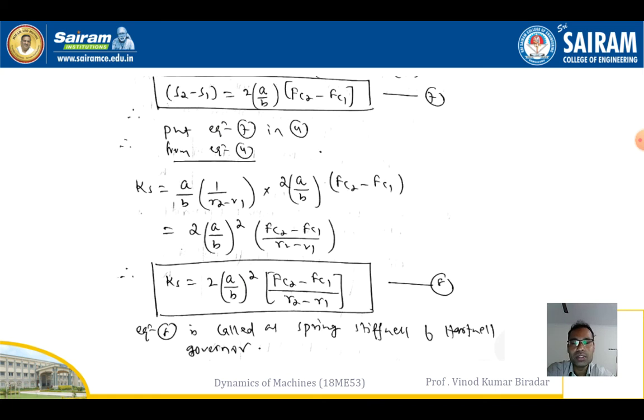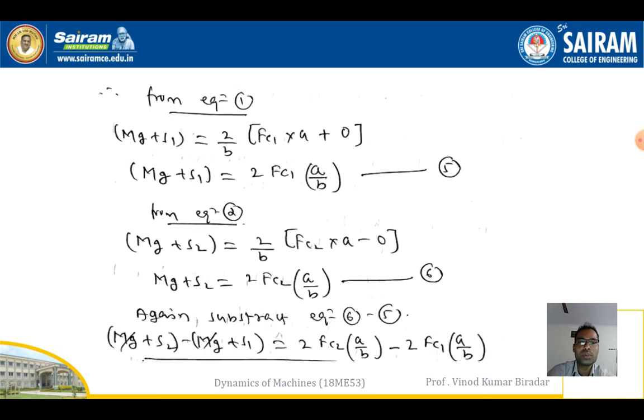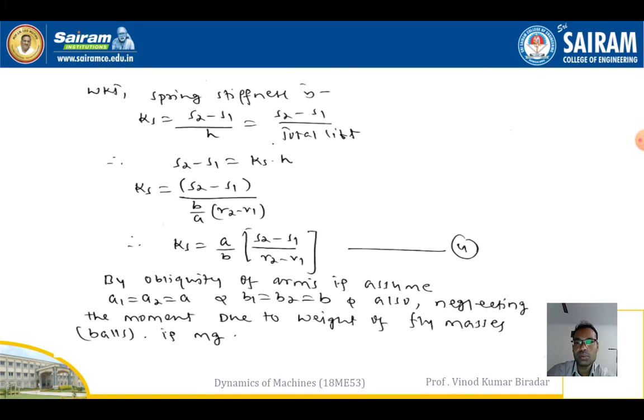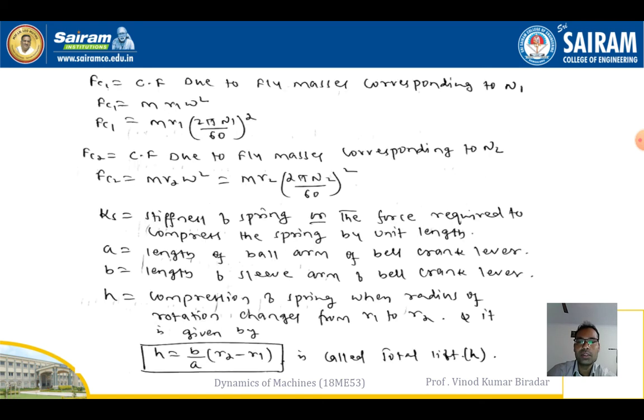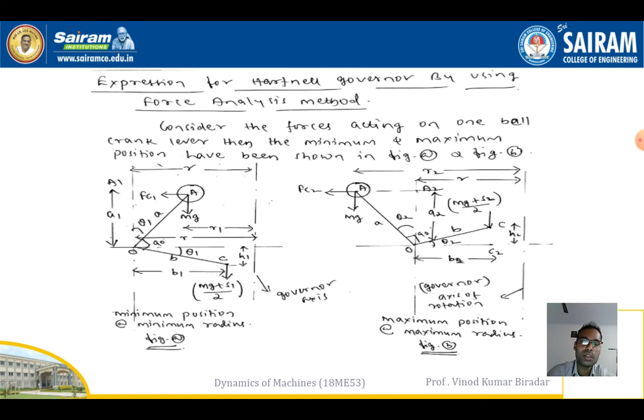This equation you have to remember while solving Hartnell governor problems. Equation number 7 also you remember, equation 8 you also have to remember, and 5 and 6 also. Based on the given data we use the formulas and solve the particular Hartnell governor problem. This is about the derivation of the Hartnell governor, and it is very important for examinations. Sometimes they may ask you to derive an expression for a Hartnell governor in terms of spring stiffness using a force analysis method.